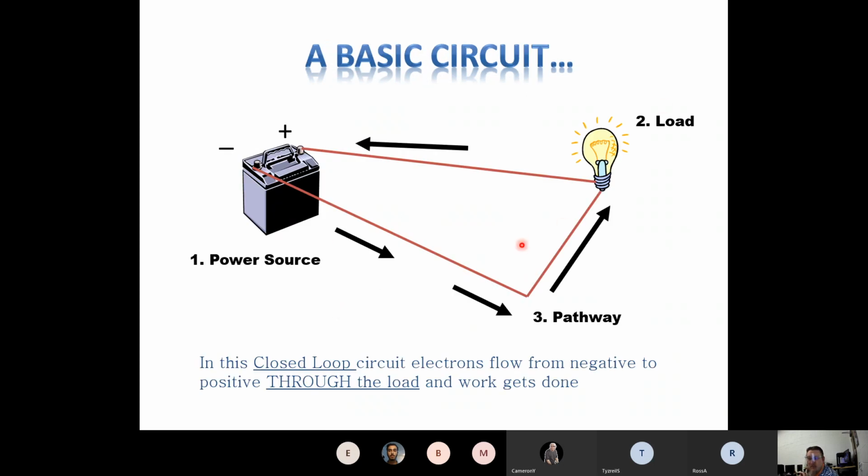And then this is the basic circuit. This is where we should be. So you guys need to go ahead and draw a crude drawing of this with the battery and the wires going into the light bulb and then back to the battery. This is called a closed loop circuit. And I'll be right back.